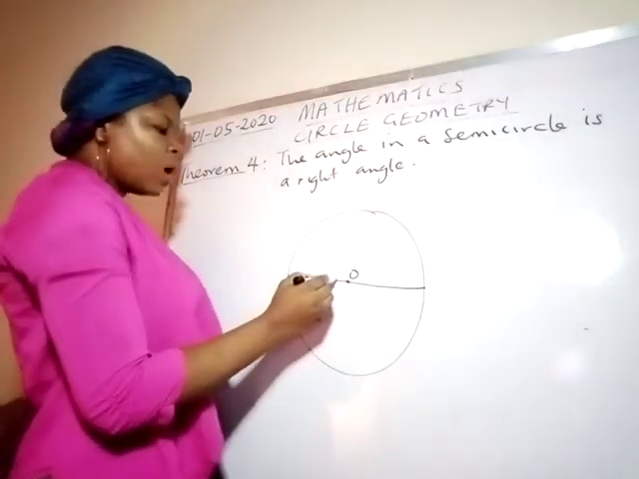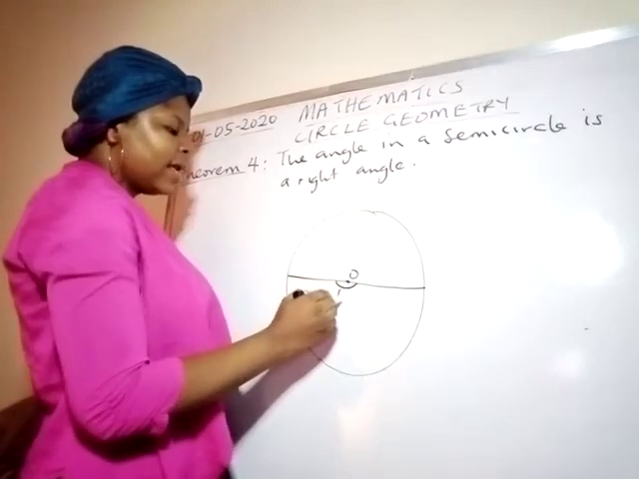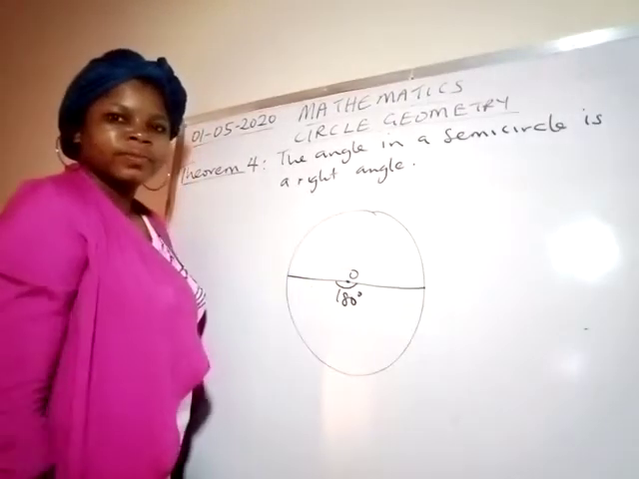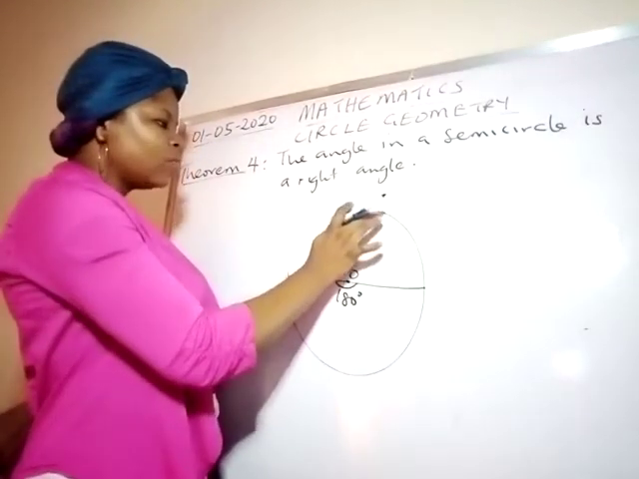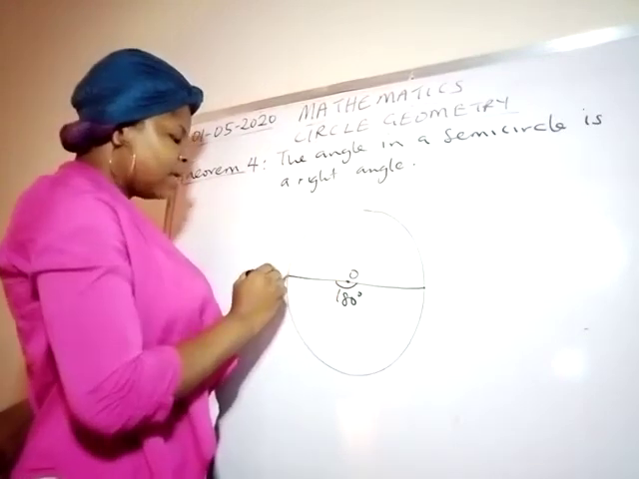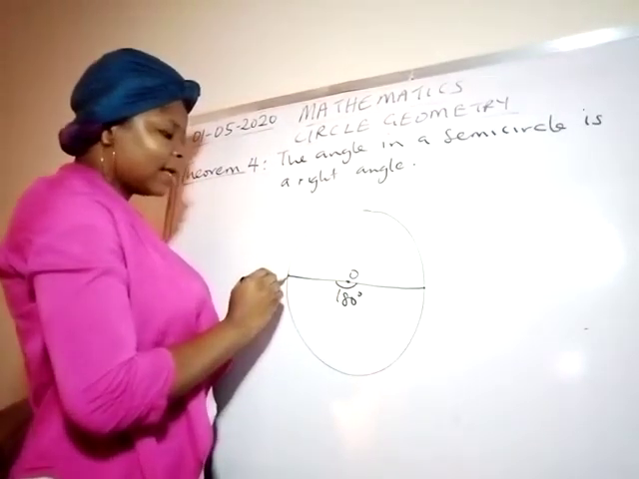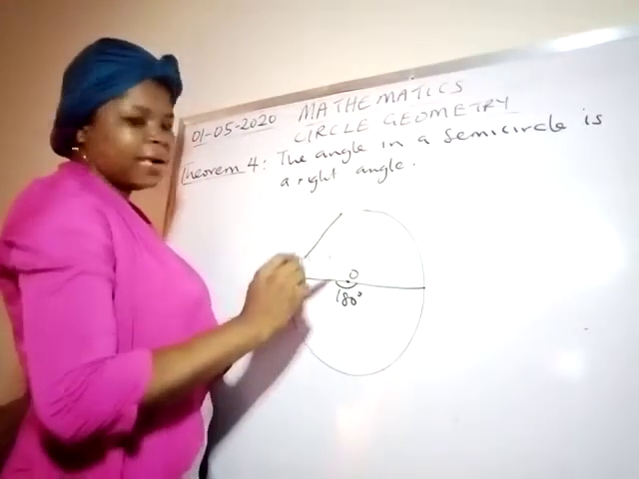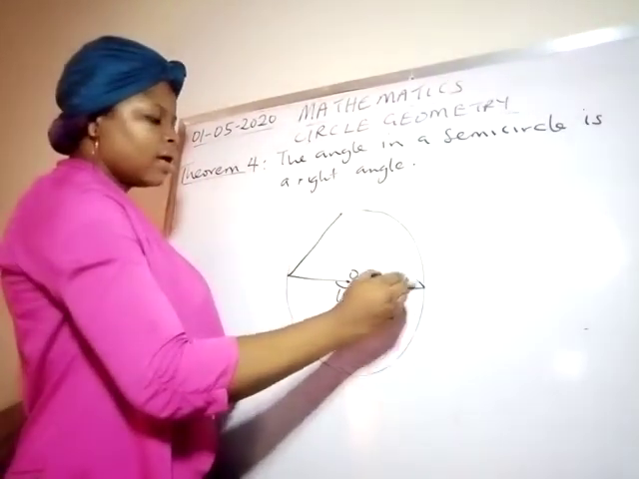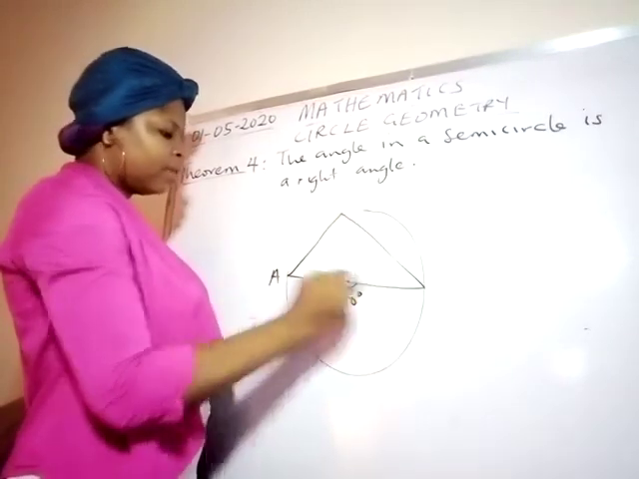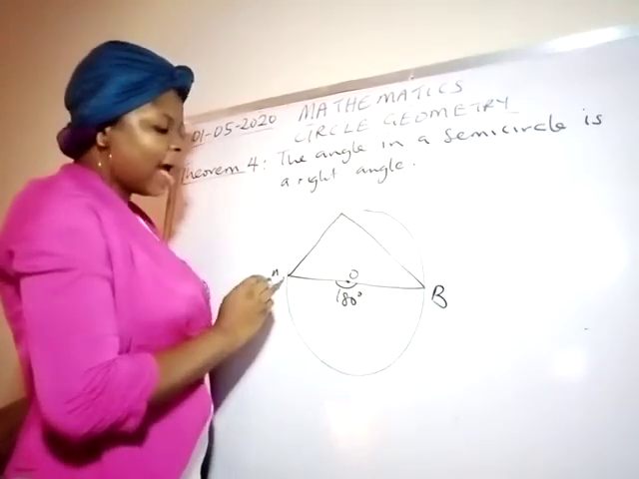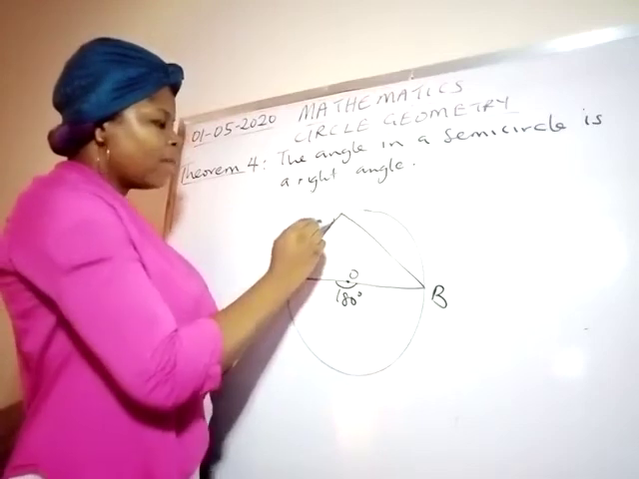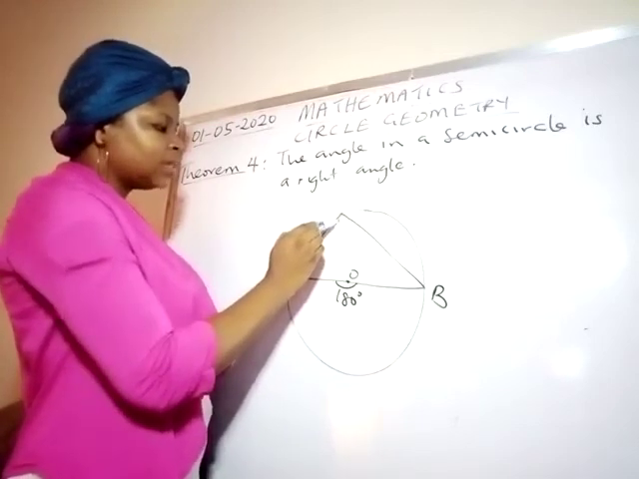You know that the sum of angles on a straight line is 180 degrees. So if I now have an angle in a semicircle, that means from this arc, which is a semicircle, the arc is a diameter this time around, let's call it AB. So from this arc AB, I will form an angle here. So what is going to be this angle?